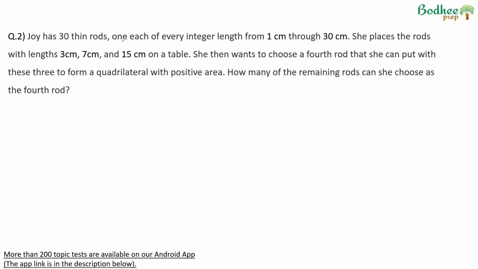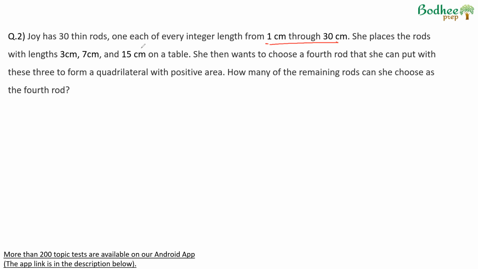Joy has 30 thin rods, one each of every integer length from 1 through 30 centimeters. Joy places the rods with lengths 3, 7, 15 on a table.